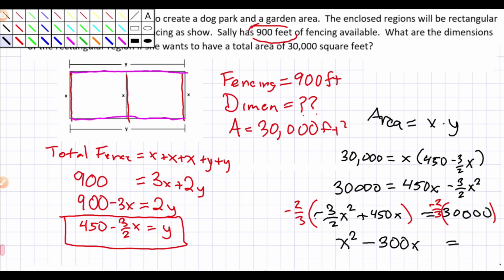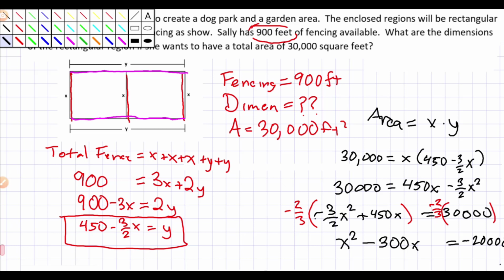And same thing on this problem over here. So when you're multiplying negative 2/3 times 30,000, do the division first. Sometimes it makes it a lot easier. So what is 30,000 divided by 3? That's 10,000, and 10,000 times 2 is 20,000. So this is negative 20,000. Perfect. And now I have a problem I can solve.